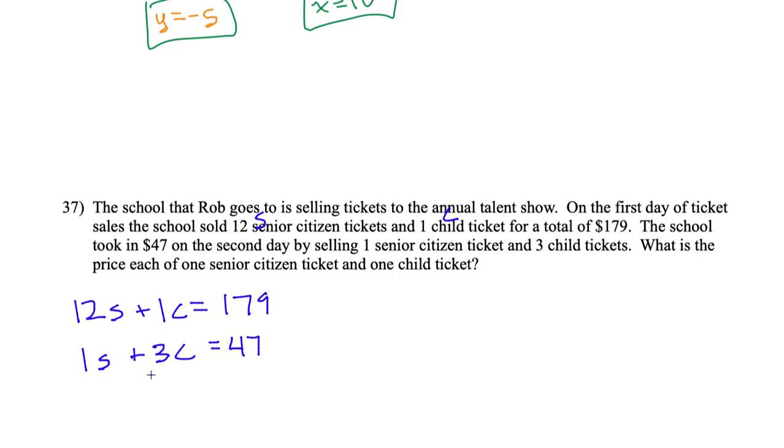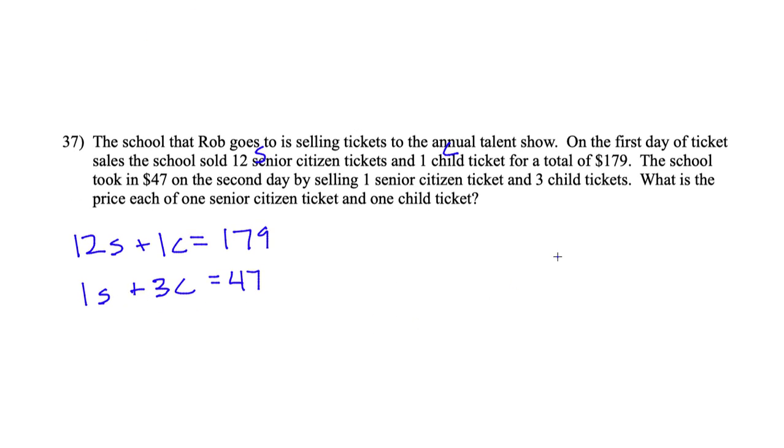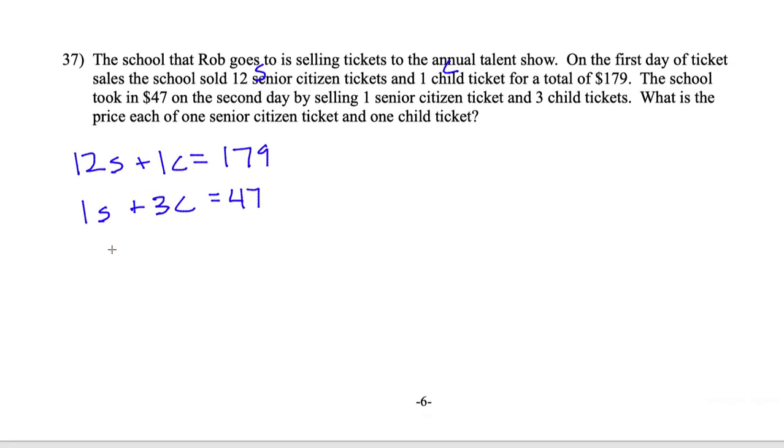I feel that probably substitution might be easier, or maybe you like elimination. Maybe eliminate. Those numbers are big. It's going to be big either way. I'm going to do substitution. I'm going to say subtract 3C on both sides. I'm now going to get 1S is equal to 47 minus 3C.